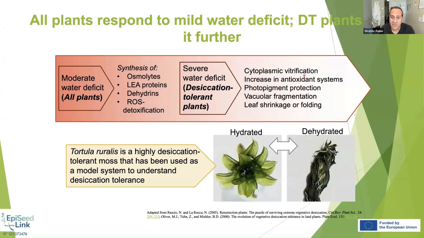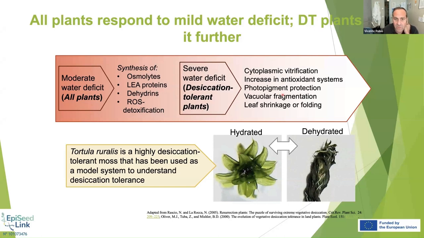This is what I said. So this vitrification of the cytoplasm is going to allow survival of the plant, along with this accumulation of photopigments that act against reactive oxygen species.